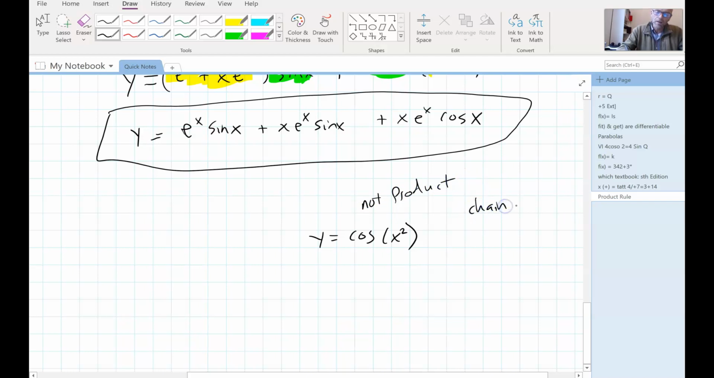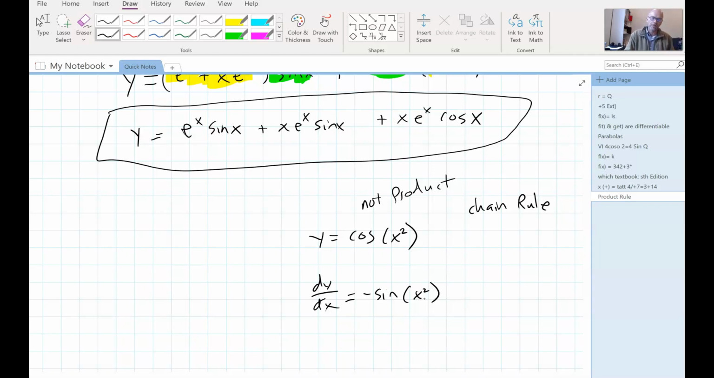This is actually a chain rule, right? We handle this with the chain rule, because chain rule is what tells us what to do when we have a function inside of a function. So in this case, if we apply the chain rule, dy dx would be equal to the derivative of the outside. What's the derivative of cosine? So notice we're not going to look at x squared at all. We're just looking at the outside function, which is cosine. That would be negative sine. And notice the x squared is still in there, because I just took the derivative of the outside.